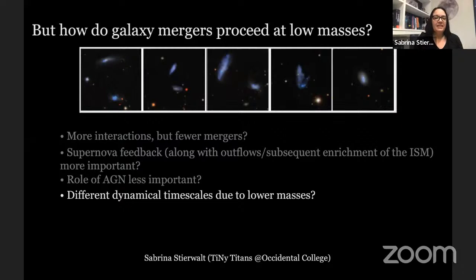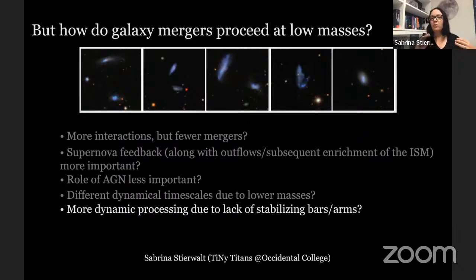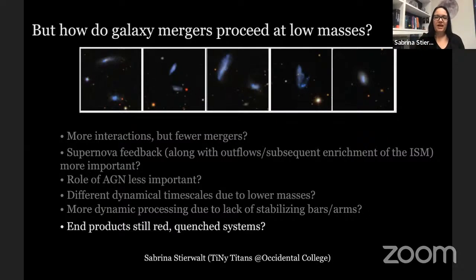We may have different dynamical timescales due to lower masses. We might have more dynamic processing. Massive galaxies have these stabilizing features like bars and arms that low mass galaxies just don't have. So it's likely easier to stir everything up in a low mass galaxy when it interacts. And we don't know if we get the same end product of a low mass merger. I'm going to talk a bit about that today in terms of what we find.